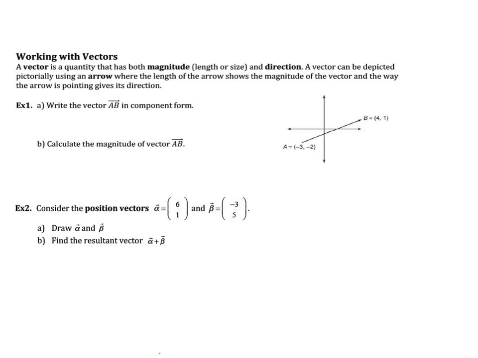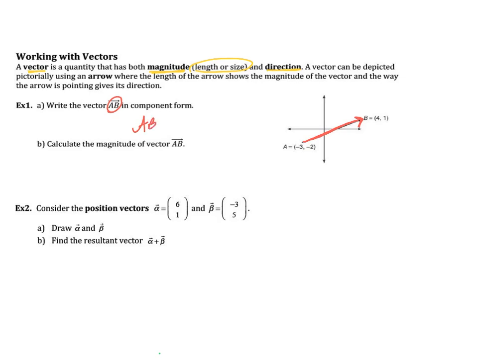So the first example here, it just says we're working with vectors. Little reminder, a vector is a quantity that has both magnitude, which is its length or size, and direction. So we have an arrow over here, which shows its magnitude. That's the length of the red segment right there. And then the direction is the arrow that indicates that it's going from A to B. Also, the order of these letters indicates that as well. We're going from point A to point B.